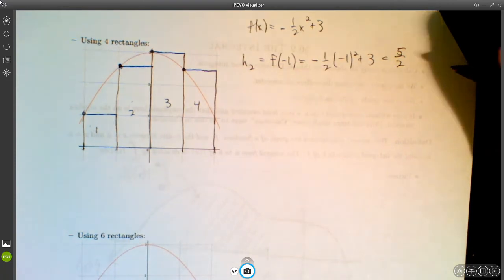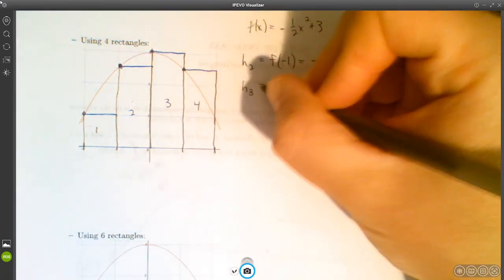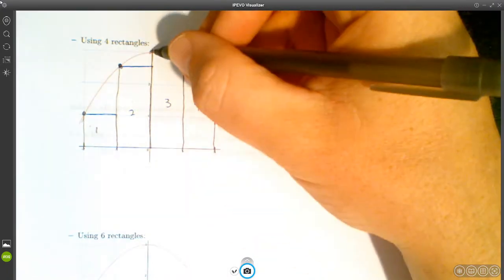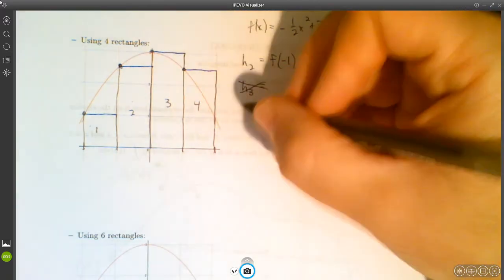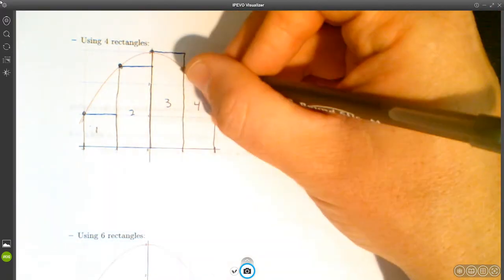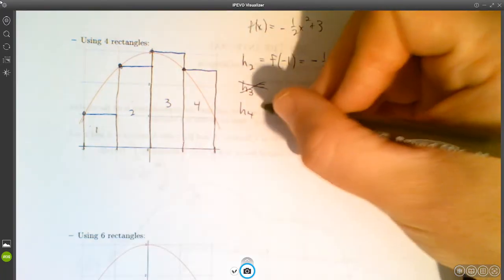Okay. The height of the third rectangle, I actually know that height, right? So I don't need to do that one. The height of the third rectangle is just 3. The height of the fourth rectangle, that's going to be f of 1.